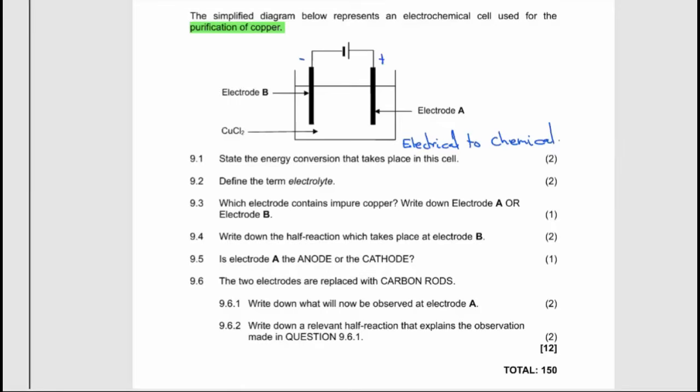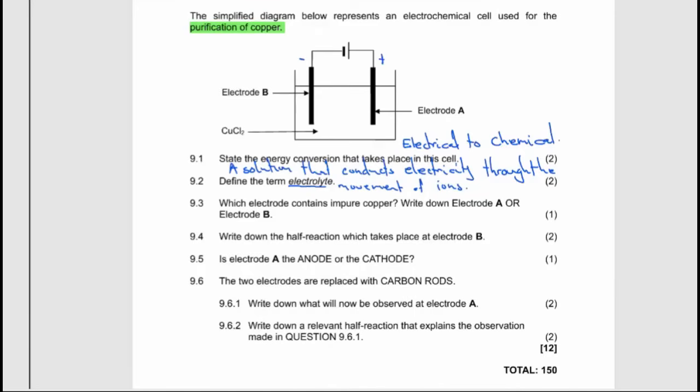Then after that, define the term electrolyte. An electrolyte is a solution that conducts electricity. How does it do that? Through the movement of ions. So this is our answer: a solution that conducts electricity through the movement of ions.